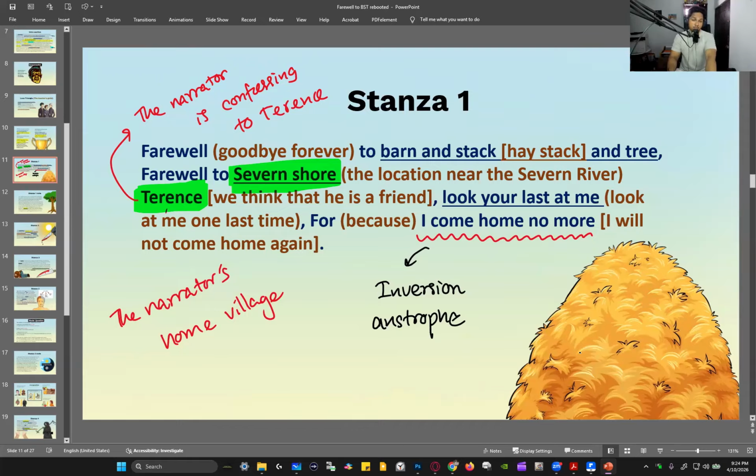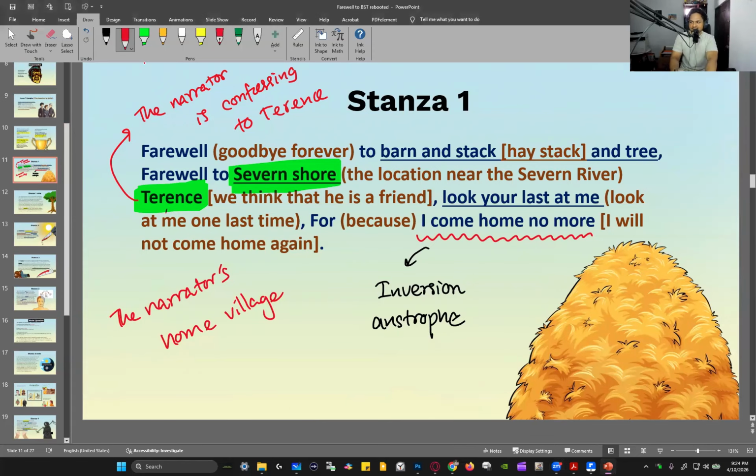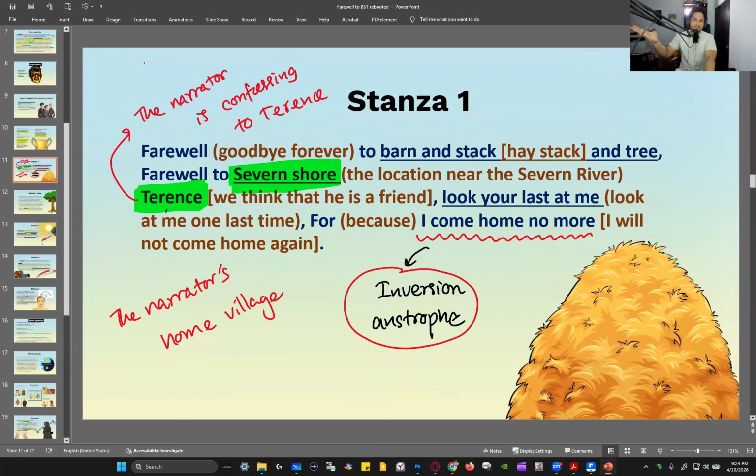I come home no more. The words of the sentence are jumbled, right? The words of the sentences are all mixed up, but it's not very important. Don't worry. There is a special technique called inversion, but they won't really care in the exam. It is unnecessary. But for your extra knowledge, remember inversion, anastrophe it's called. It means you are jumbling the words in a sentence.